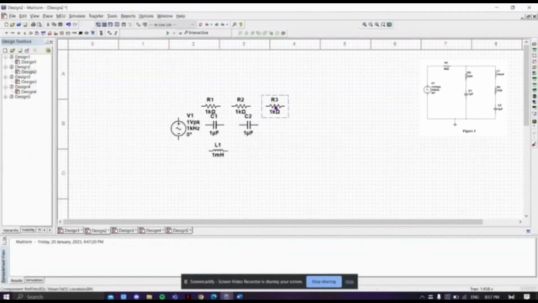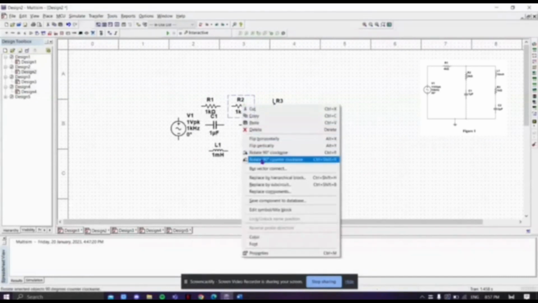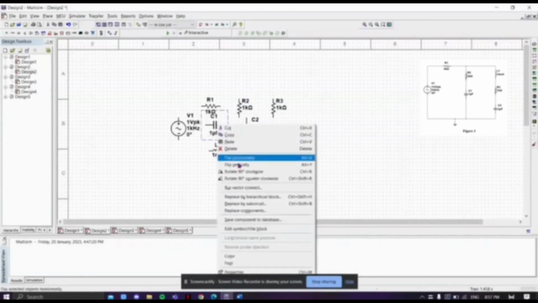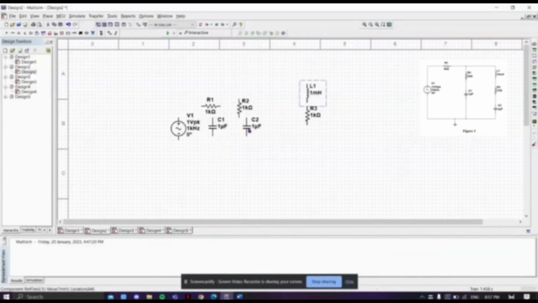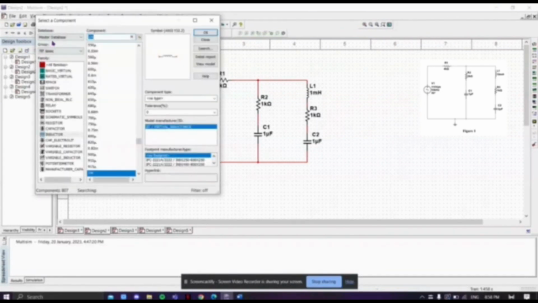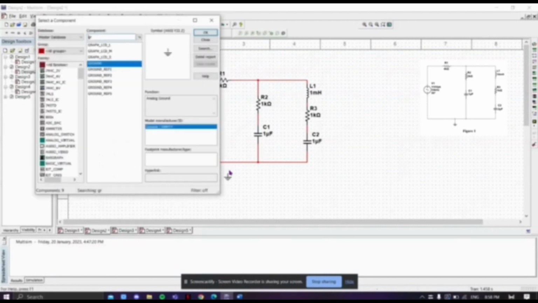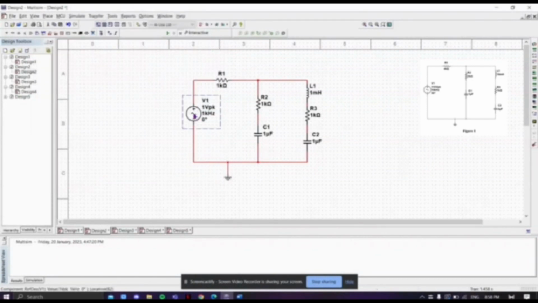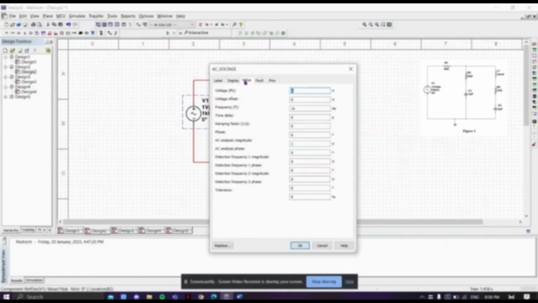Okay, then let's connect all the components as figure 1 shows. And don't forget to ground it. Then we change the values based on figure 1. 100 mH and 50 degrees.